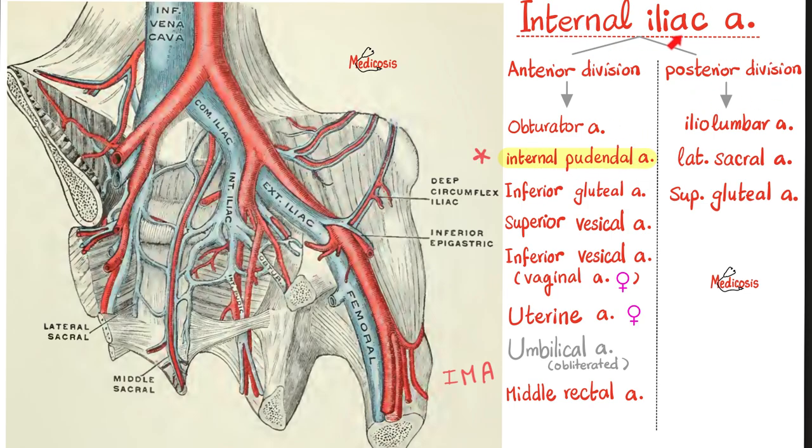As for the posterior division of the internal iliac, it will give us the superior gluteal artery. We know that. It will also give us lateral sacral and iliolumbar. Iliolumbar, lateral sacral. Remember that lumbar vertebrae are more superior, sacral vertebrae are more inferior.